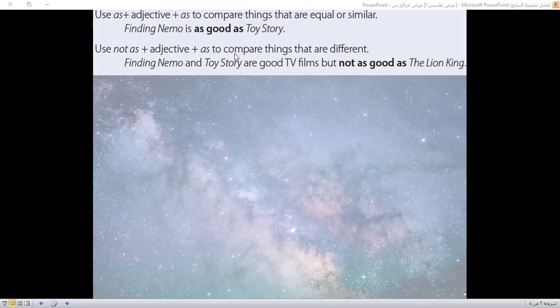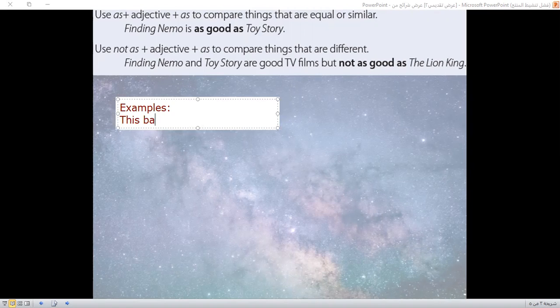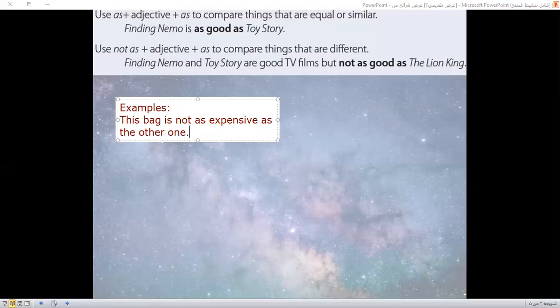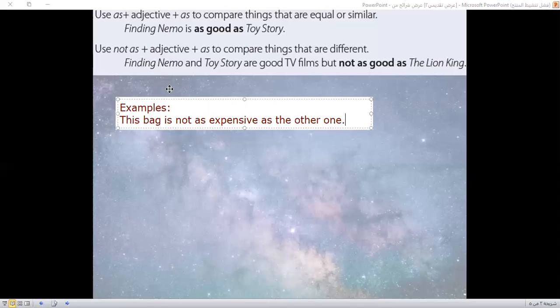When I want to say that they are different, but I don't know how much, يعني if I used في الexample التي قبل أنا ذكرت إنه this bag is more expensive. طب أنا أريد أن أذكر إنه هذه bag is different from the other one. I'm simply going to say, this bag is not as expensive as the other one. I don't know which one is expensive, maybe the first one, maybe the second one.